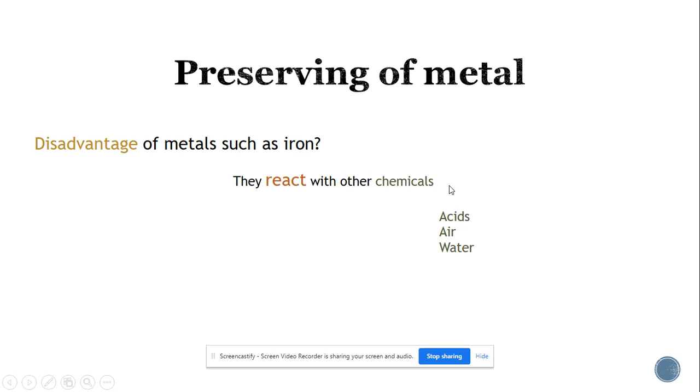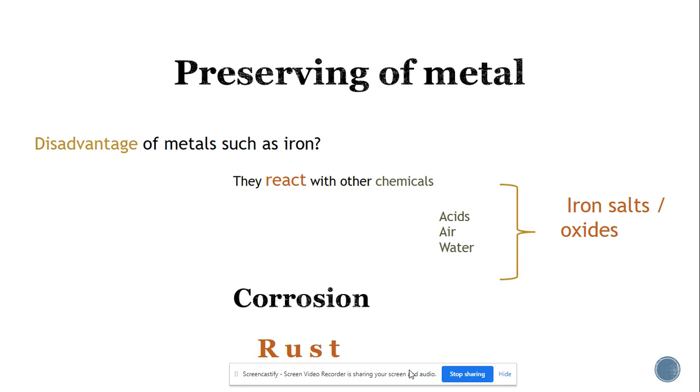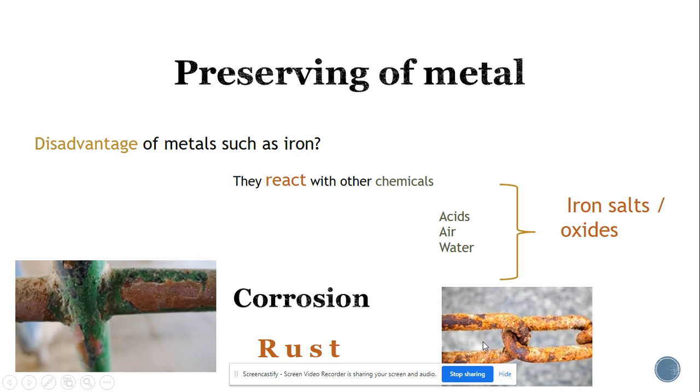As I've just said, the disadvantage of metals such as iron is it reacts with other chemicals. What chemicals? For example, different acids, with the air and water. And that causes iron salts or oxides, which leads to corrosion. A type of corrosion would be rust, as you can see. So here are examples of rust. Rust isn't always reddish. You get different colors of rust as well. And then it corrodes and it can eventually break.